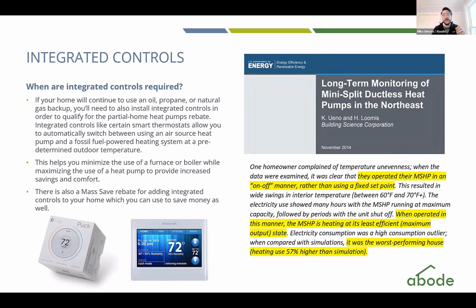Some things that are nice about it in terms of end user experience: one, heat pumps work best when you're setting them and forgetting them. So instead of the homeowner turning off the unit, turning on the unit, and the heat pump having a chance of running at its max capacity, it promotes longer runtime with the heat pump running at its min capacity, where it's running much more efficiently.